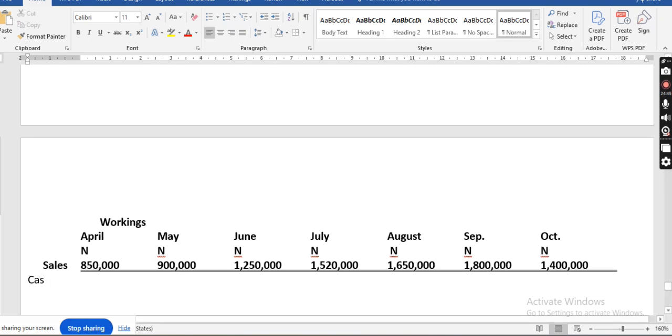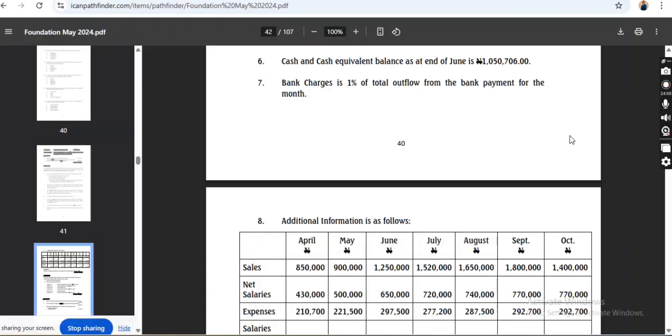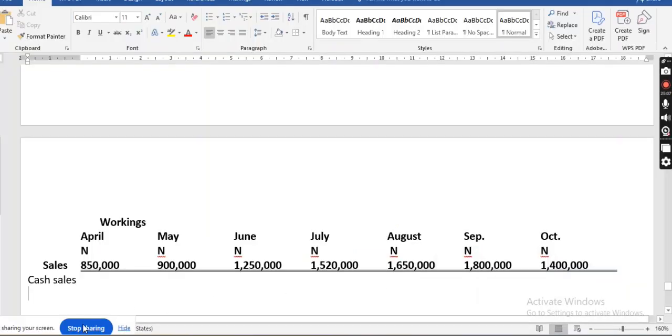Cash sales. How many percent? 20%. Now, please, class, follow. Let's quickly go back to the sales, because if you didn't get it now, you may miss it. 20% of the monthly sales are in cash. So 20% of April, what do you have? 20% of 850 is 170,000. 20% of May, what do you have?